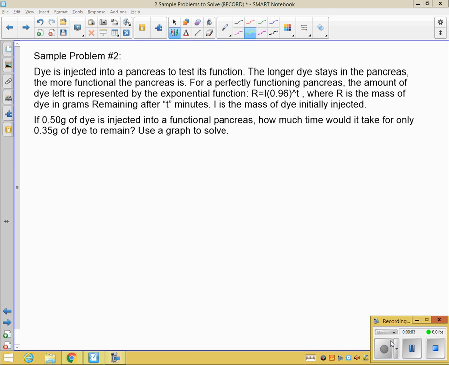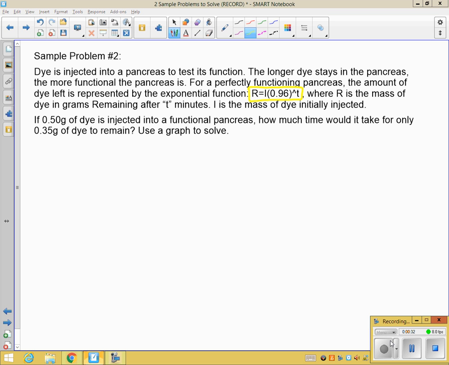For sample problem number 2, we've got another exponential equation based on a real life problem, and we're going to figure this one out. So we've got dye injected into a pancreas to see how well it's working, to test its function. The longer the dye stays, that suggests that the pancreas is working better. For a perfectly functioning pancreas, the amount of dye left is represented by the following exponential equation. So we've got this here.